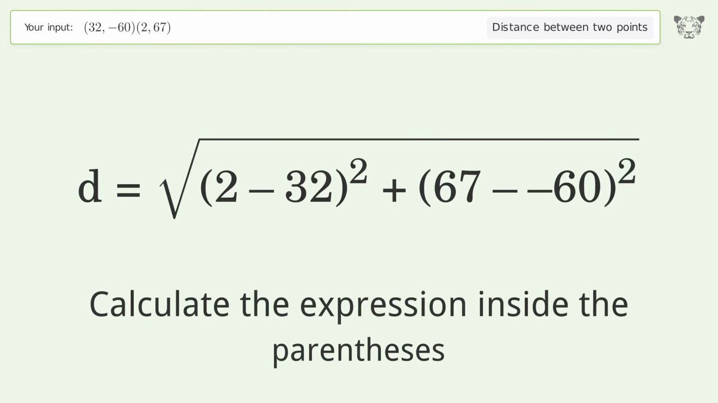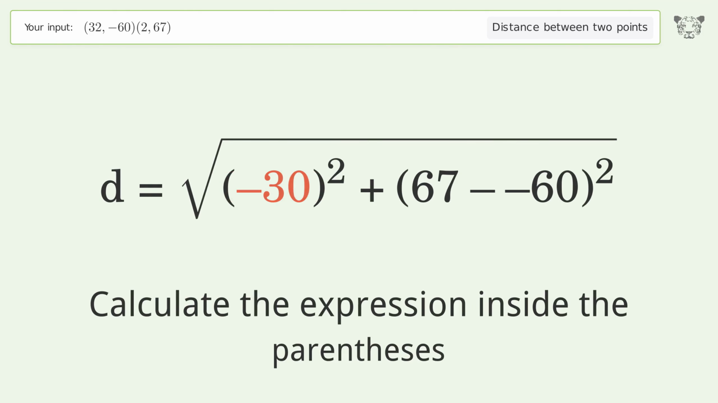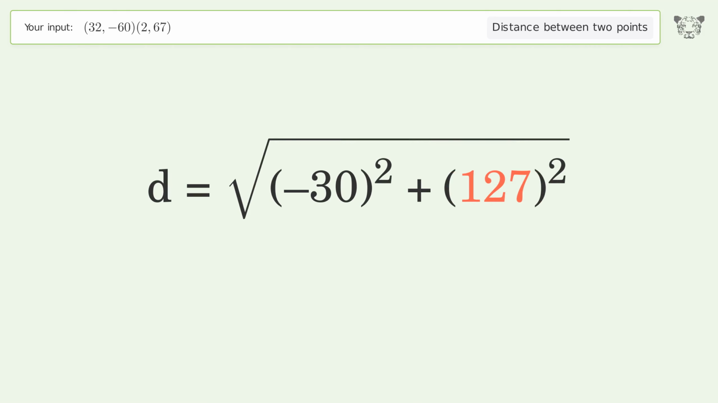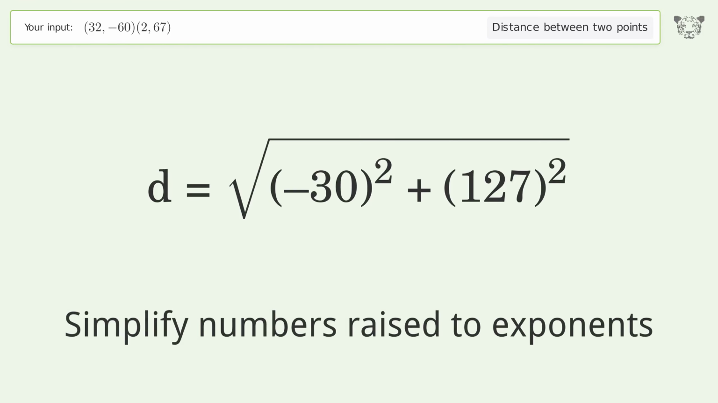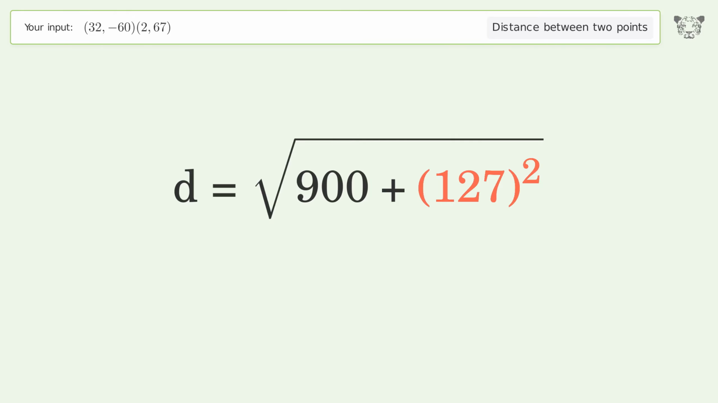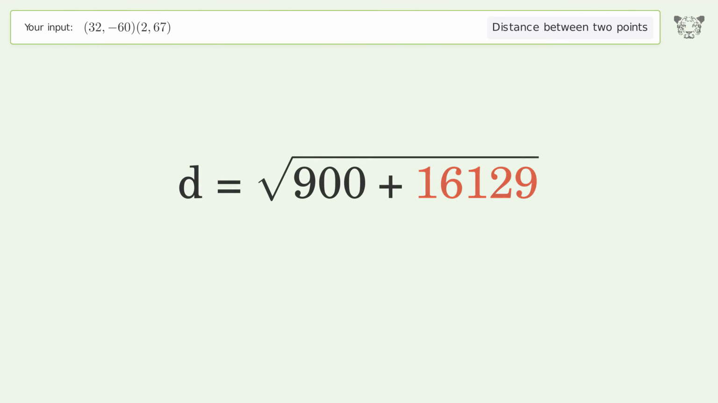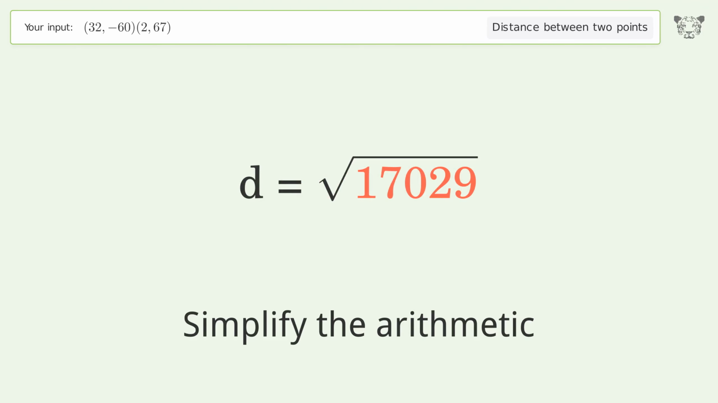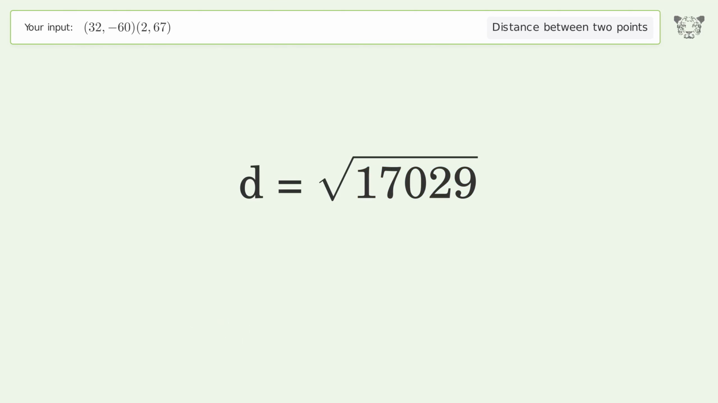Calculate the expression inside the parentheses. Simplify numbers raised to exponents. Simplify the arithmetic. And so the distance between the 2 points is the square root of 17,029 or 130.495.